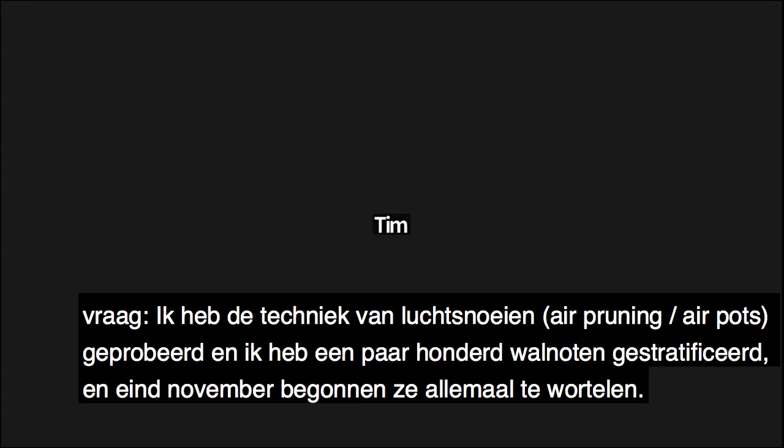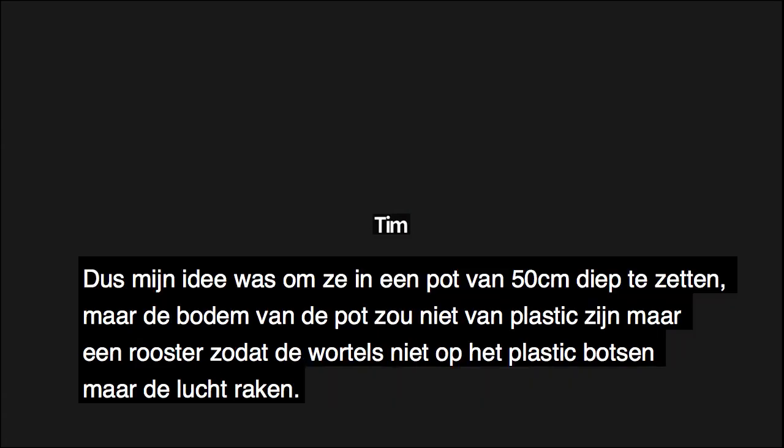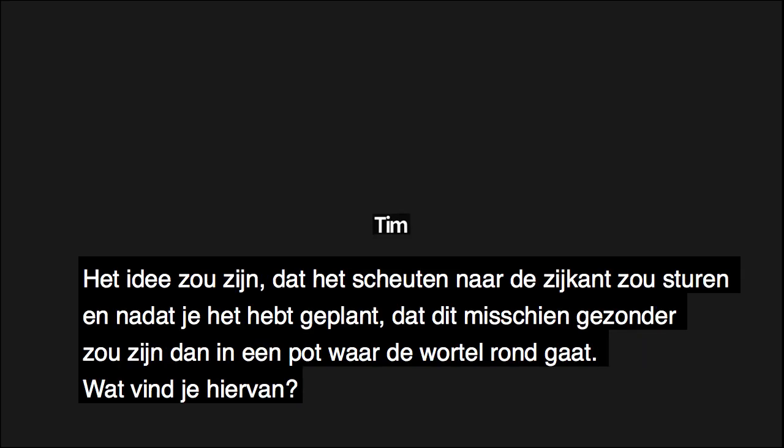If I'm allowed, it's Tim, sorry. The technique I was referring to, I was trying this: I tried to stratify a few hundred walnuts, and all of them started rooting about a week ago. My idea was to put them in a box, like a pot, but at the end there's no plastic, just a raster, so when the root touches there, it touches the air. Then the idea would be that it would send shoots sideways, and after you plant it, maybe this would be healthier than in a pot where it goes around. What do you think about this?